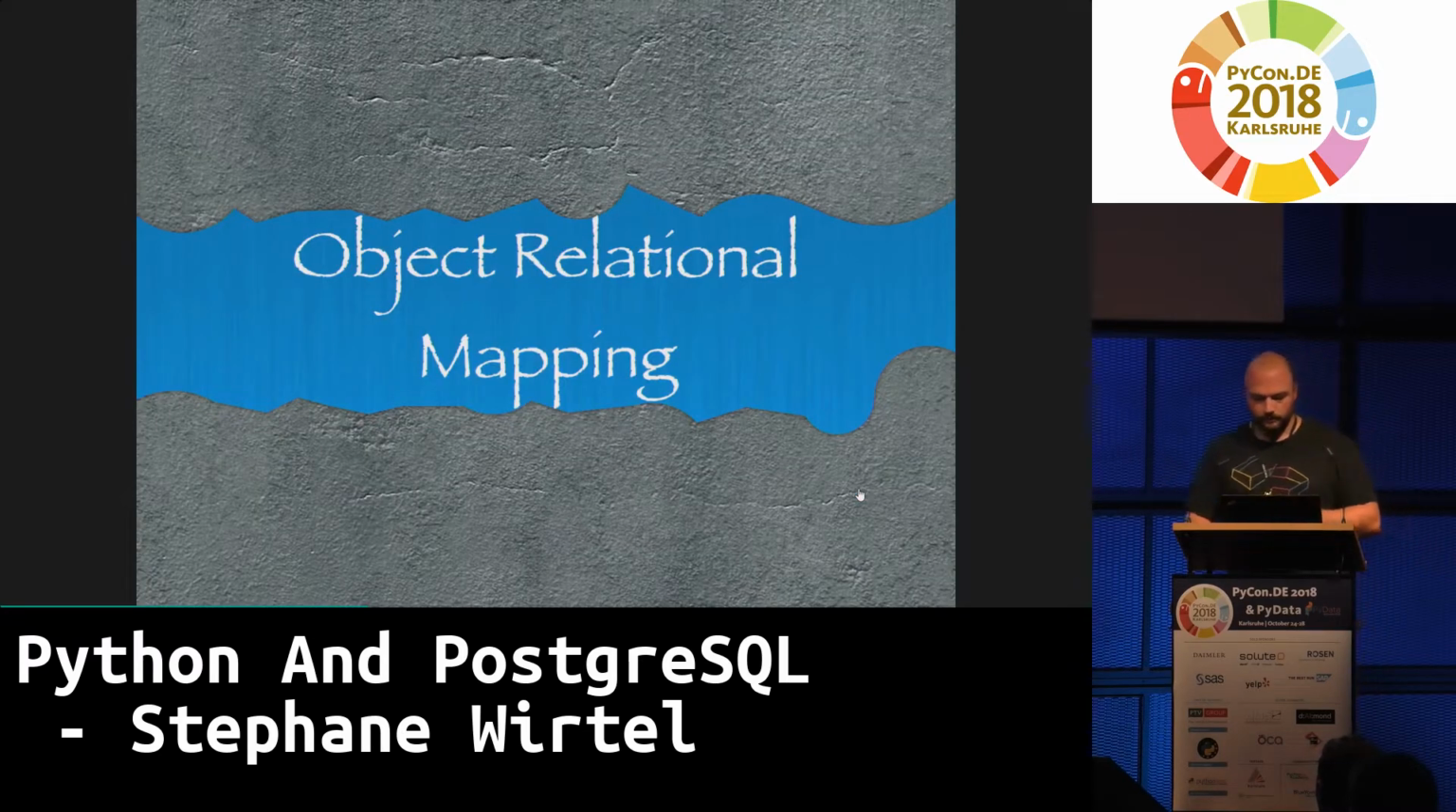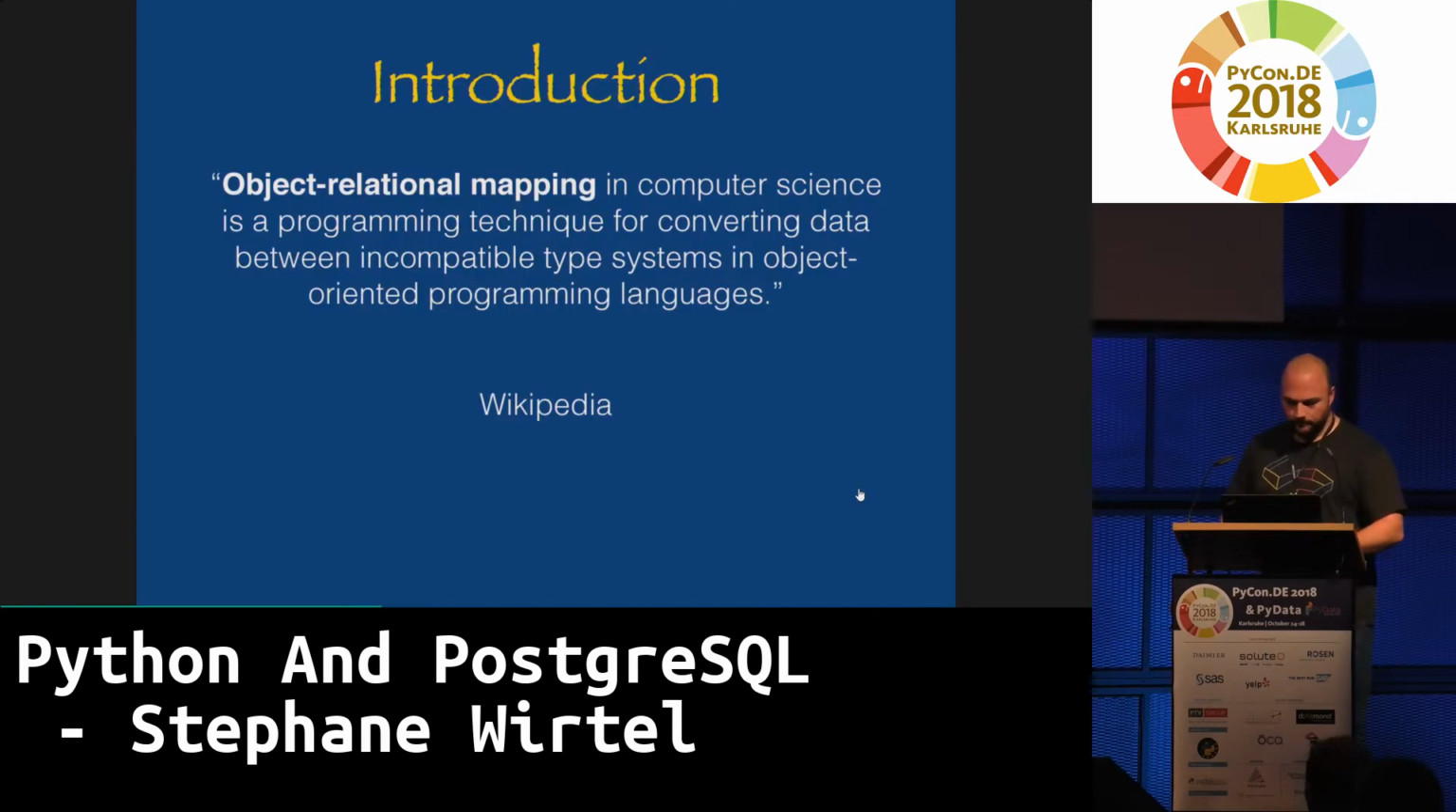Okay, that's fine. Object relational mapping. An ORM is, in computer science, a programming technique for converting data between incompatible type systems and object-oriented programming languages. In fact, we have a lot of rows in the database, and with this ORM, you will get just a list of objects, which is better, but time-consuming.